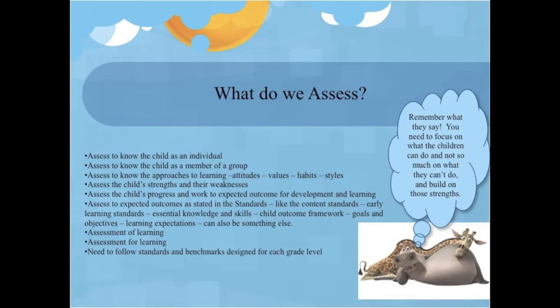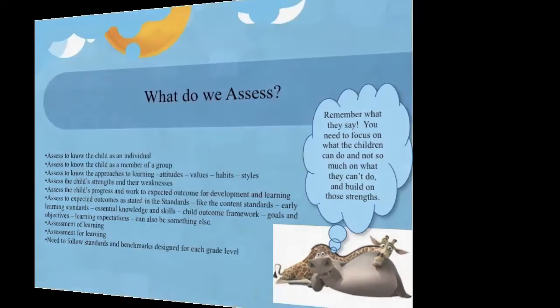Is his expected outcome following the standards, like the content standards, early learning standards, essential knowledge and skills, and the child outcome framework for the goals and objectives in the learning expectations? Or it could be a lot of other things on top of that. We are also looking at how the child is learning, the assessment of learning as well as the assessment for learning. And we need to always make sure that we are following the standards and the benchmarks designed for each grade level that is put out by the state.